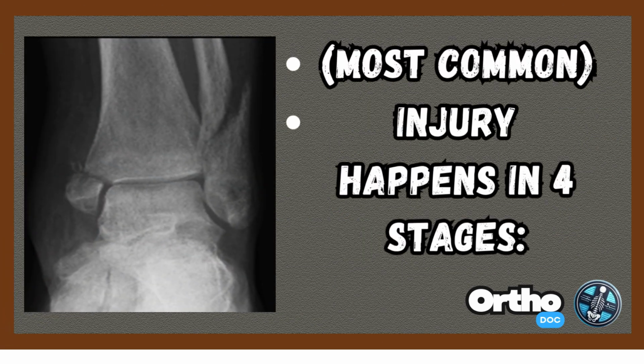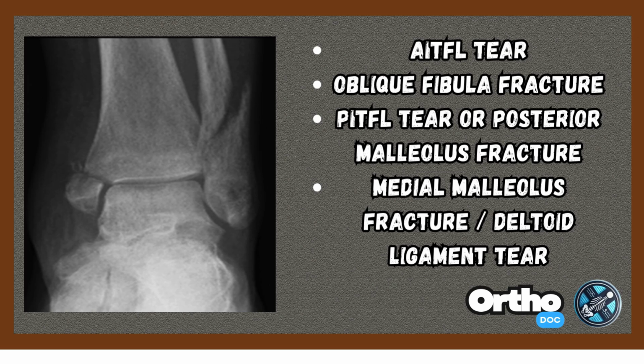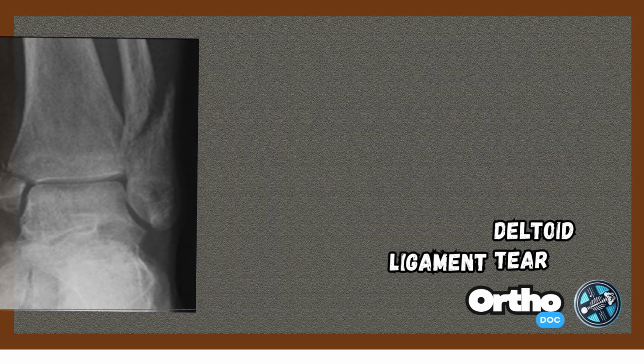This is the most common type. In this type, injury happens in 4 stages. Anterior inferior tibiofibular ligament injury, then oblique fibula fracture, then posterior inferior tibiofibular ligament tear or posterior malleolus fracture, and finally medial malleolus fracture or deltoid ligament tear.